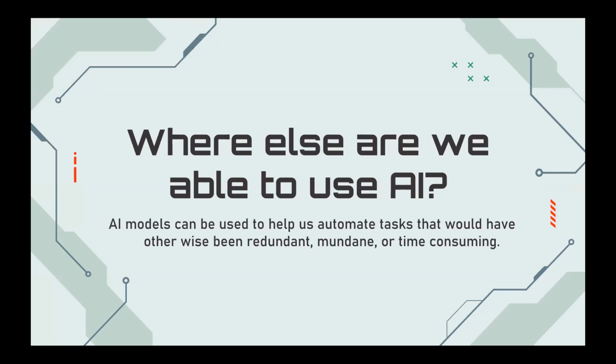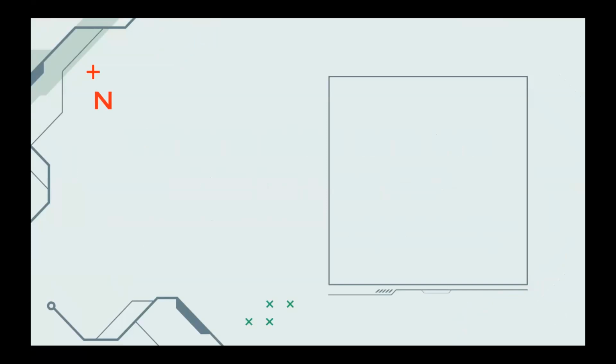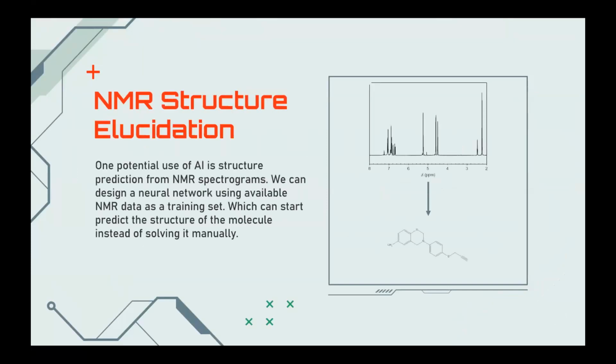and it will decrease the probability of iteration later on in the stages of the studies. An example of this can be the NMR structure elucidation. It can be one potential use of AI. We can design a neural network that uses NMR data that's available from spectrograms, and then when we analyze a new compound, it will start to predict its overall structure instead of resolving that structure manually.